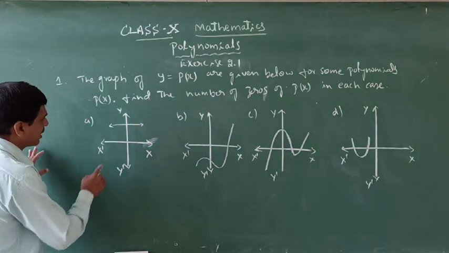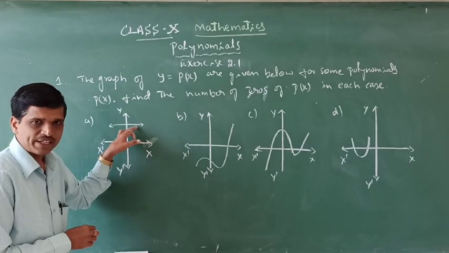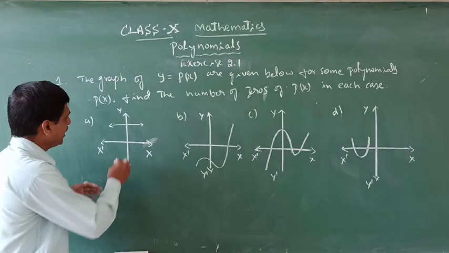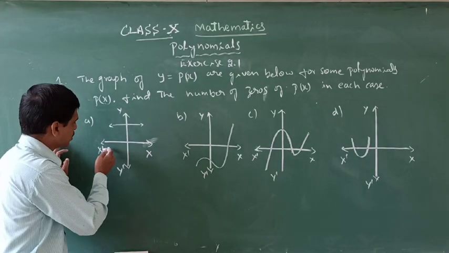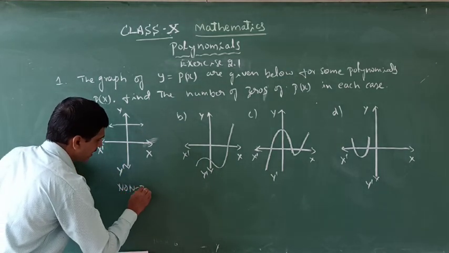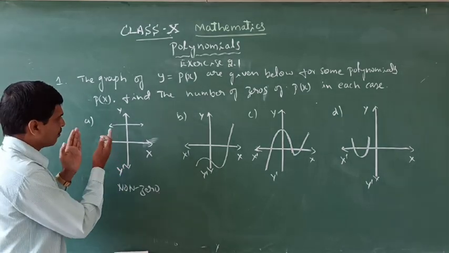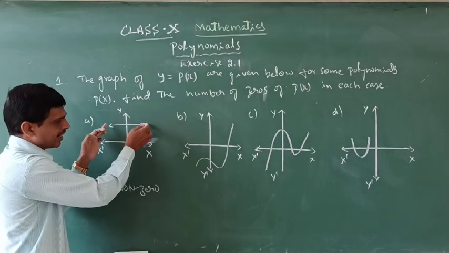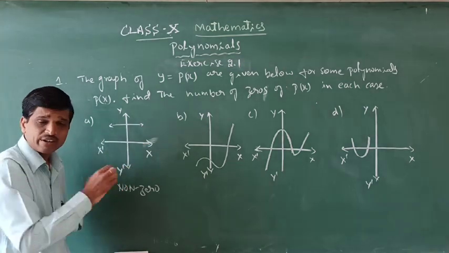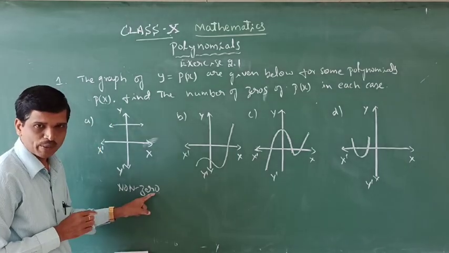First, consider the first figure here. The graph is a straight line, maybe a linear polynomial. It intersects only the y-axis, not the x-axis or x dash. That is why here it is a non-zero polynomial. For a polynomial p of x, the straight line appears on the graph, but it cannot touch or intersect the x-axis. That is why it is a non-zero polynomial.